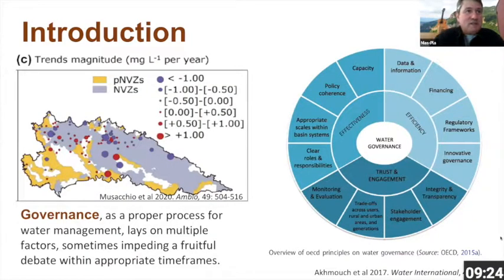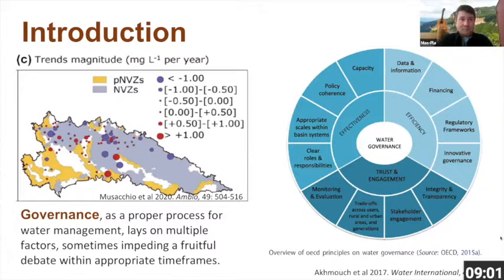We found an analysis of nitrate distribution, and more importantly, the trend of the nitrate concentration in the aquifers in the Lombardy Plain in northern Italy, in some places that were declared vulnerable zones. Those trends were growing, and that's against the European Groundwater Directive, and therefore something has to be done.